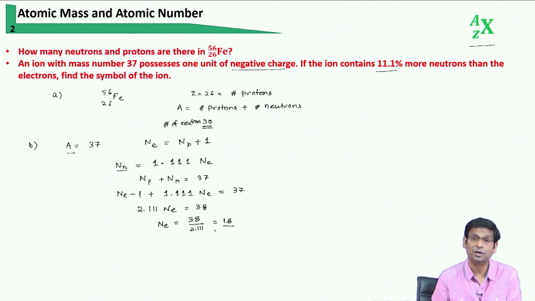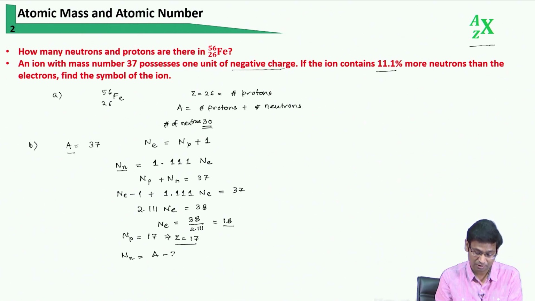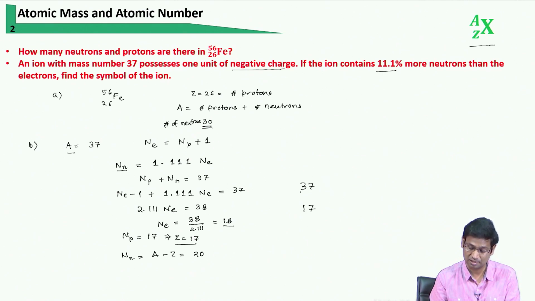So, what is the number of protons? The number of protons is 1 less than the number of electrons. So, the number of protons is 17, which means Z is 17, and Z 17 means we know that the species is chlorine. And what is the number of neutrons? The number of neutrons is A minus Z, which is 20. So, Z is 17, A is 37, this is the atomic number, this is the mass number, and by looking at Z you know that this is chlorine, but this is not just chlorine, this is actually the chloride ion, because you have one negative charge.